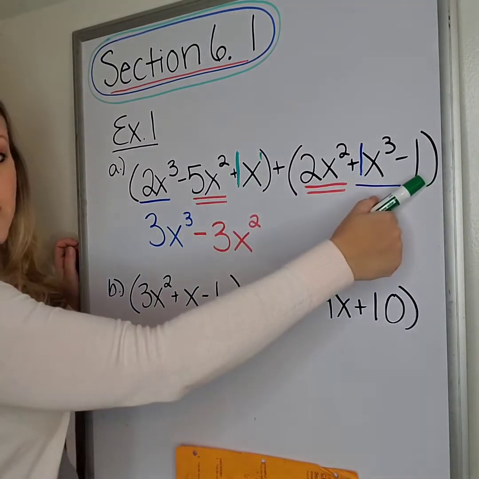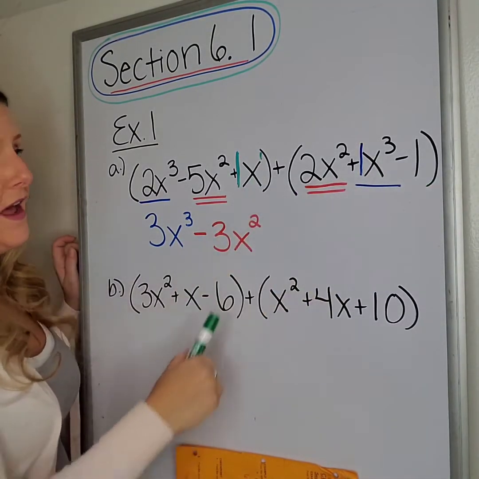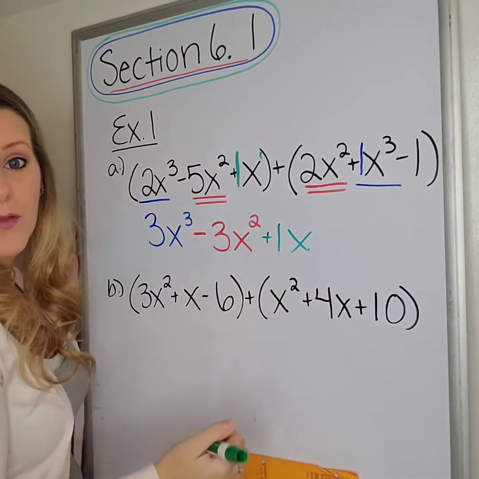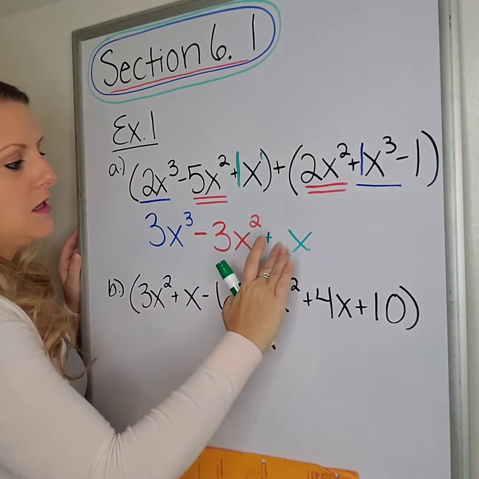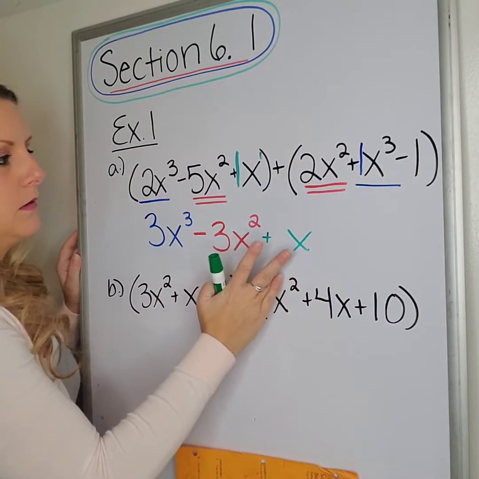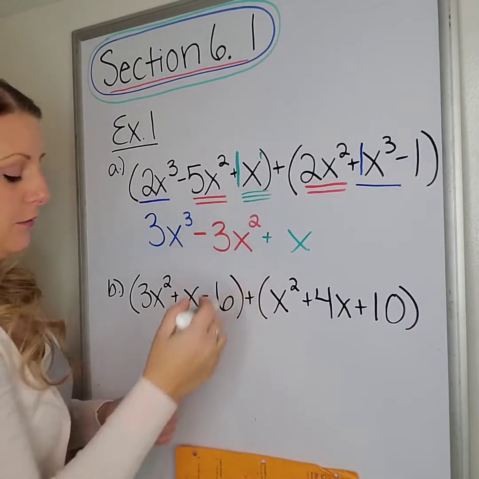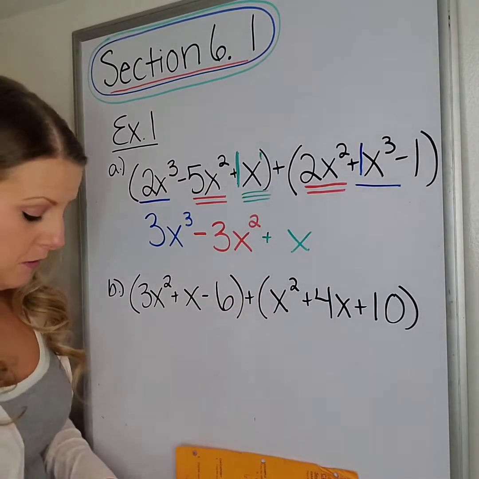So there's nothing else to buddy up with it. This doesn't have an x. So we're just going to keep this as 1x, or not even put the 1 at all. Okay, usually you'll see no 1 at all. Like that. So that one was kind of all by itself. There was nothing to buddy up, so we just rewrote it.